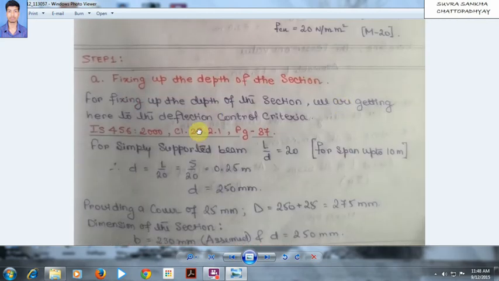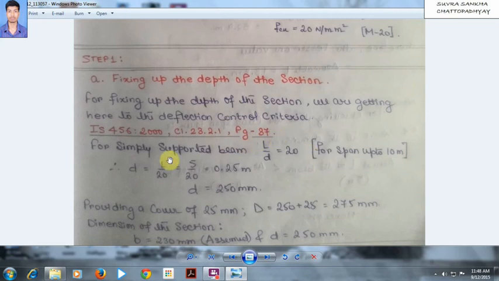For starting the design, step one has two parts. The first part is fixing up the depth of the section, for which we need the effective depth. For this we refer to the deflection control criteria given in the Indian Standard Code IS 456:2000, clause number 23.2.1, page number 37.